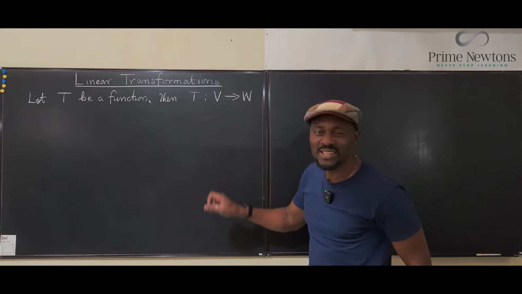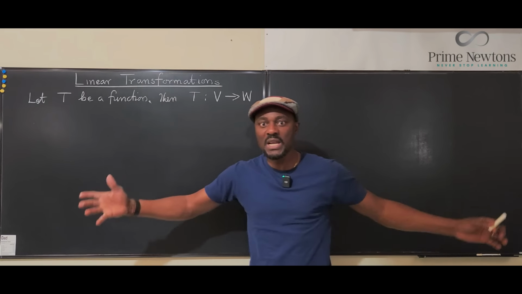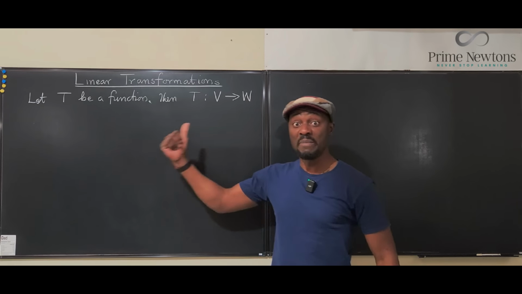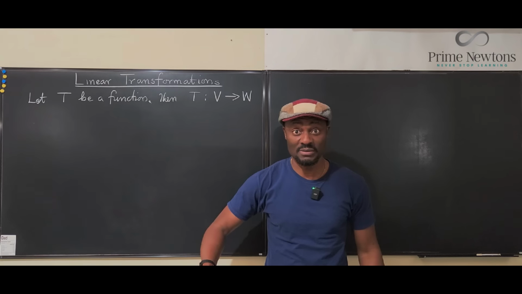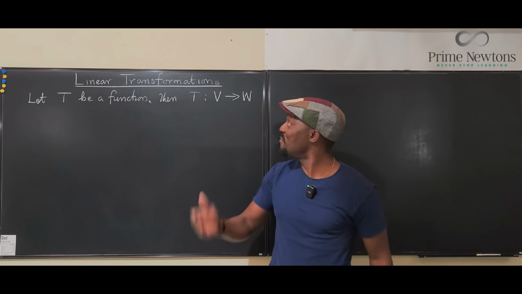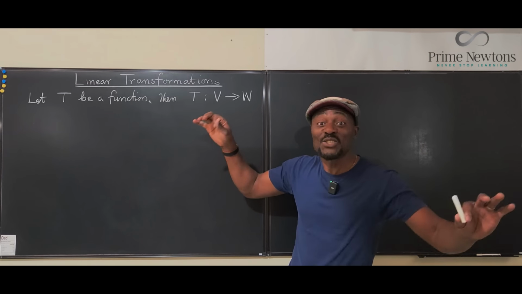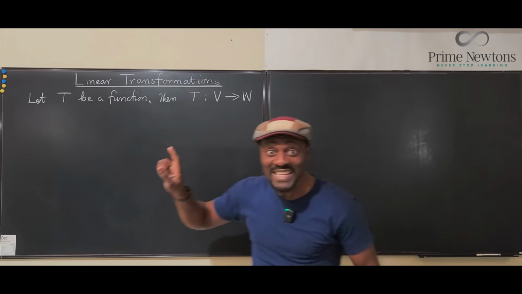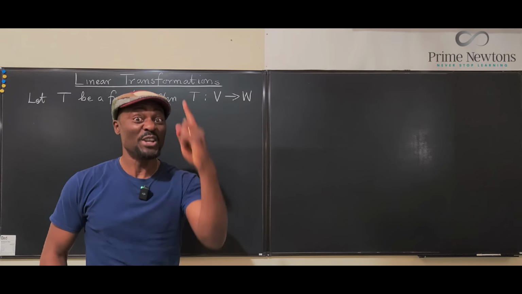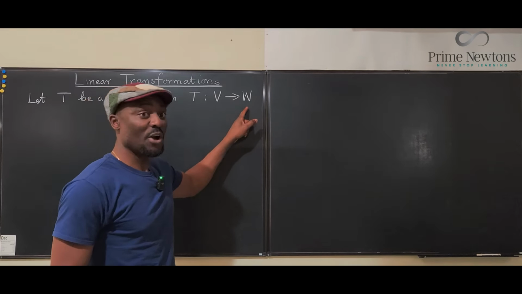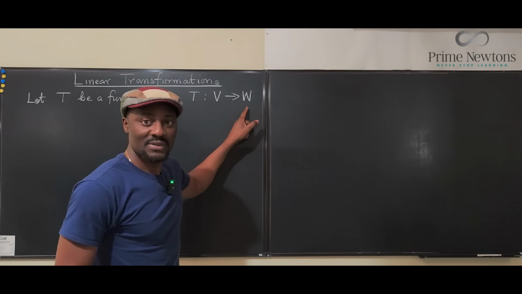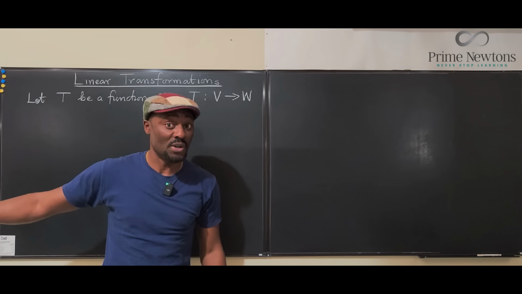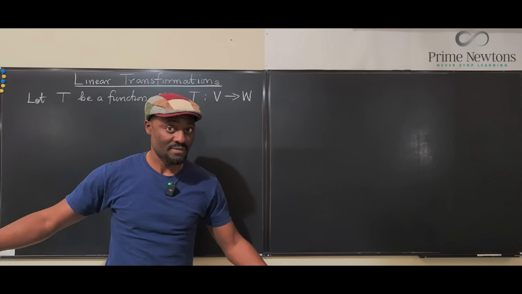Now, what is inside V? It could be a number. It could be a set of numbers. It could be a matrix. It could be a function. It could be anything. As long as we can do something to what is in V, and it only produces one unique output in W, then we say T is a function. That is the definition of function you learned in Algebra 1.